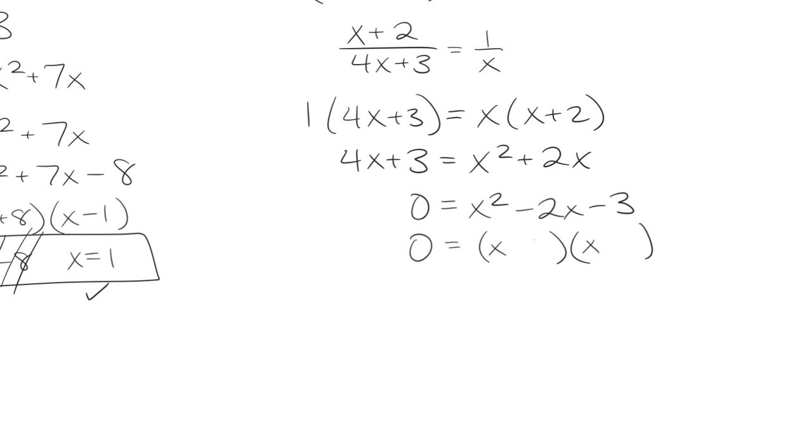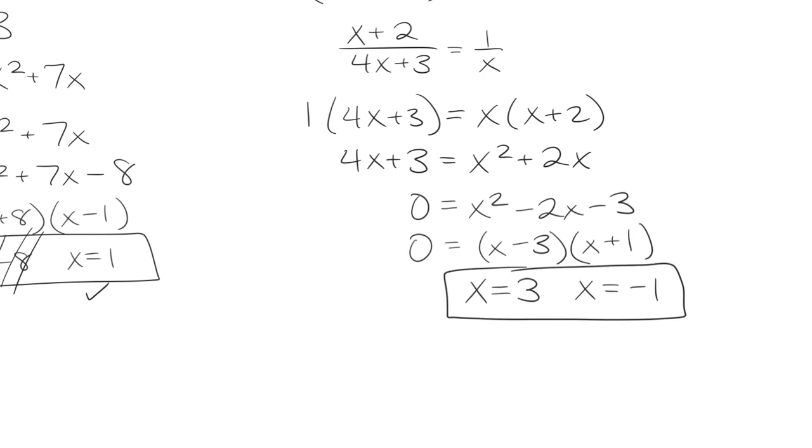Things that multiply to 3 are 3 and 1. Which one is positive? Which one is negative? 3 is negative, 1 is positive. Which means my solutions are x equal to 3 and x equal to negative 1. But before we call it a day, we check our work.